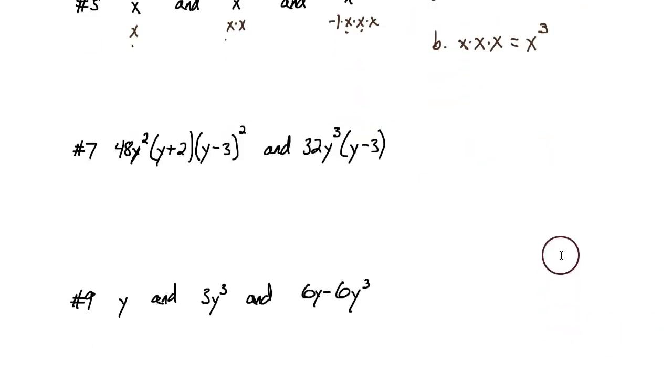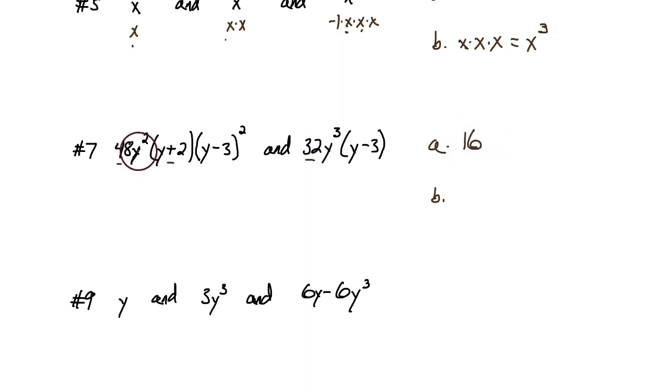Number 7. This first one is already in factored form, and the second one is already in factored form. So let's find our greatest common factor and our least common multiple. What is the GCF of 48 and 16? What is the greatest factor that divides into them? They both divide by 16.